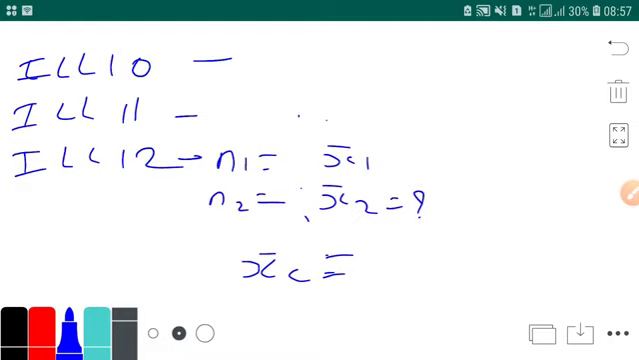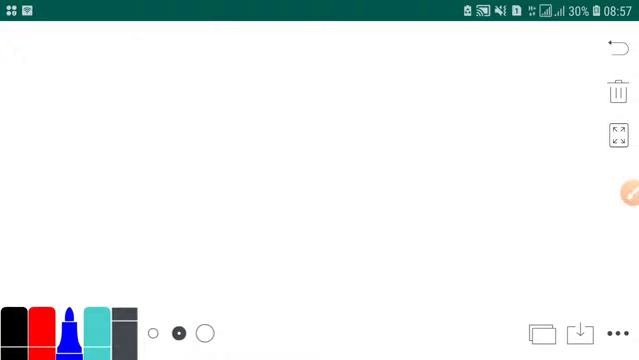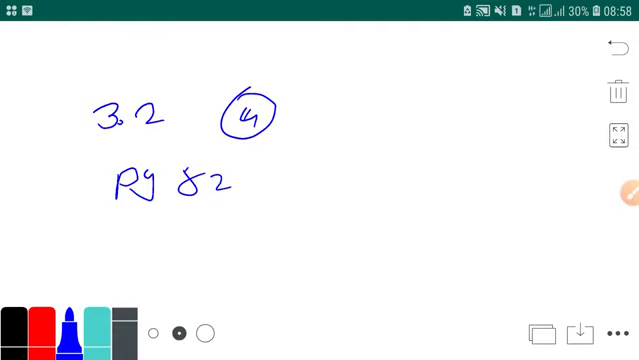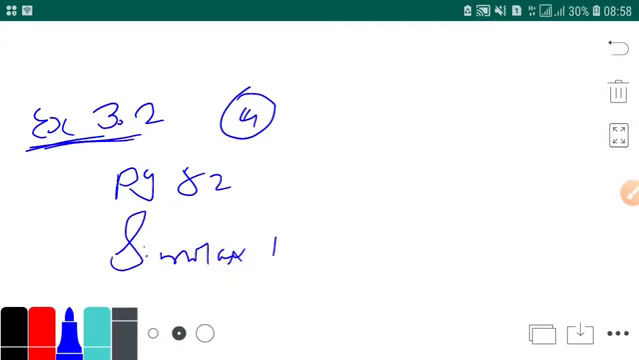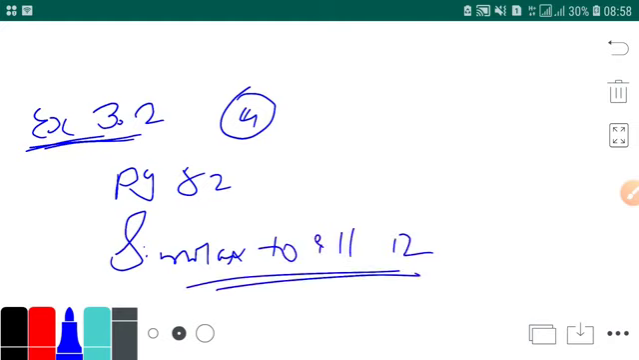There is one more sum similar to illustration number 12 that we will do in the next lecture, but you can try some. It is exercise 3.2, sum number 4, page number 82. It is similar to illustration 12. If you don't understand, then we will solve it in the next lecture. Okay, thank you.